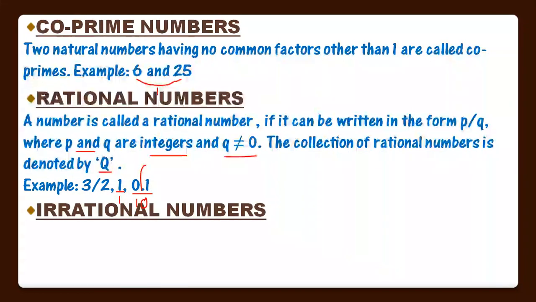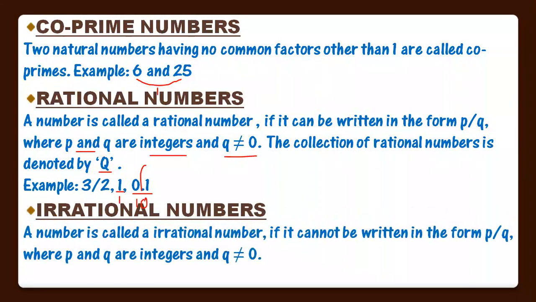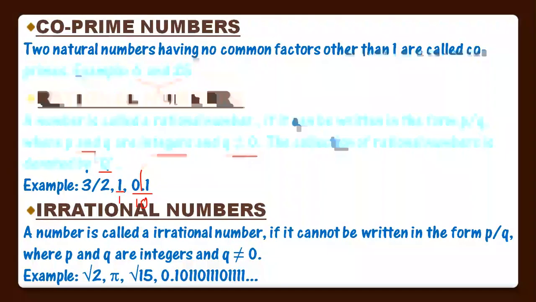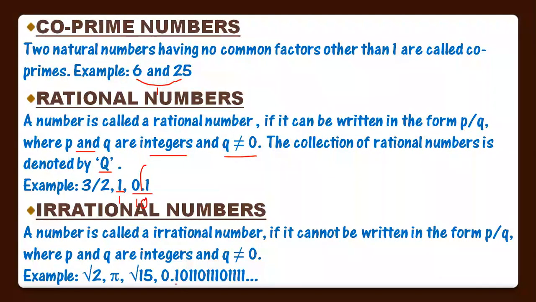Then comes irrational numbers. A number is called an irrational number if it cannot be written in the form p upon q, where p and q are integers and q not equal to 0. Completely opposite of rational numbers. Here are some examples. Root 2, pi, root 15. Another form and a new form of irrational numbers is this also. We can write irrational numbers like this. So this is an irrational number.